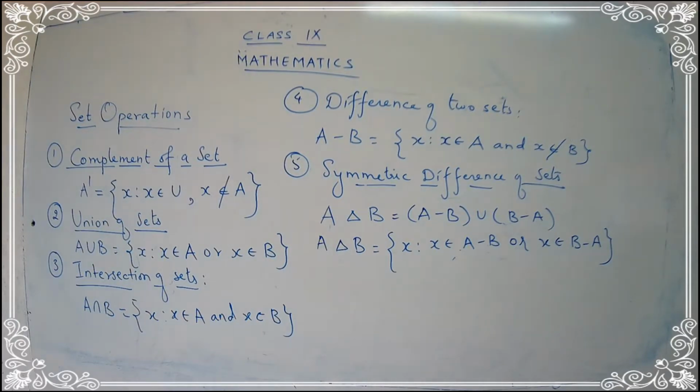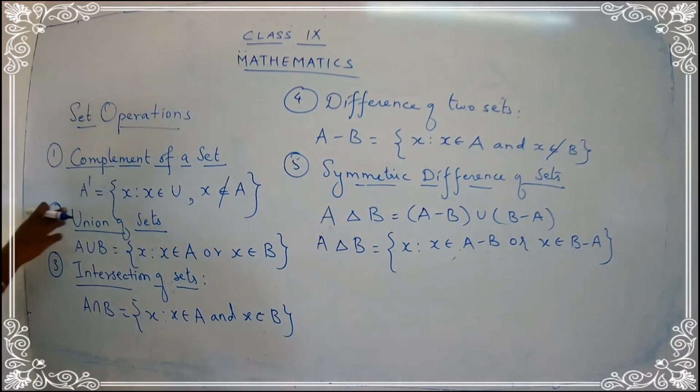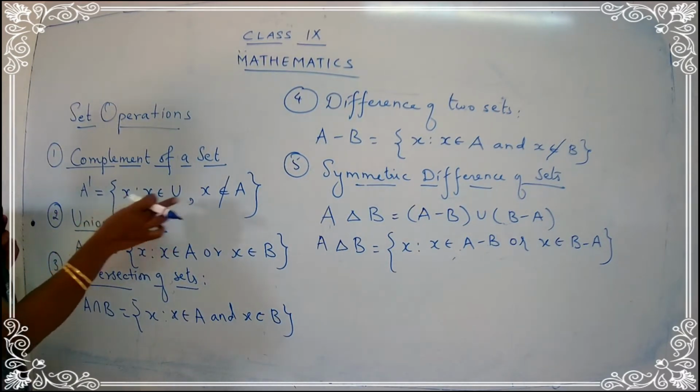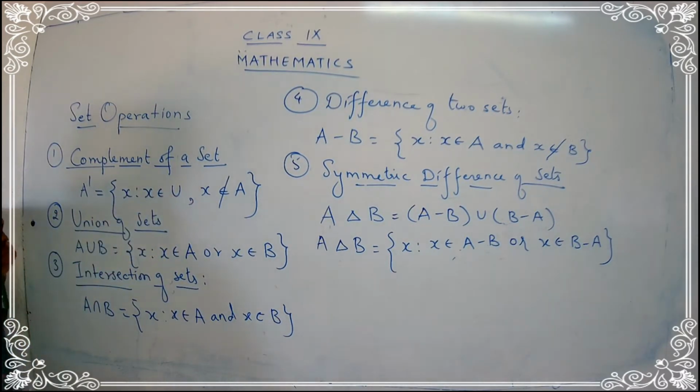Okay, so now I am going to start with a new first one. We are going to start the set operations which you are going to study. This is a new topic for us. Let's start with the new topic, children. So now the first thing is complement of a set. Now what do you mean by complement? Now here, see the rule, children. A dash is equal to x such that x is belonging to U and x is not belonging to A.